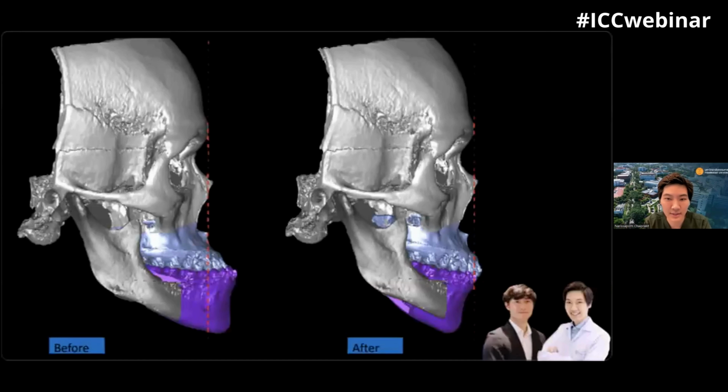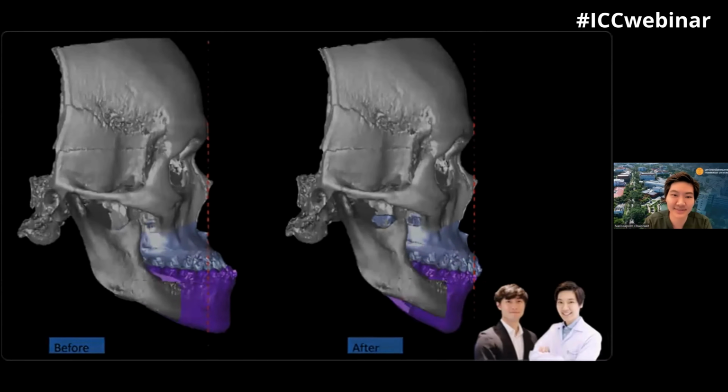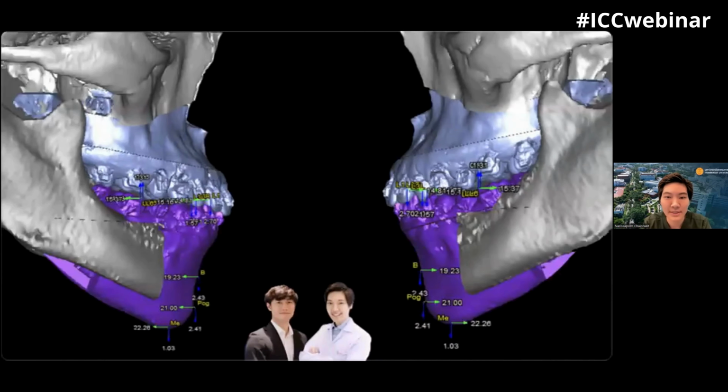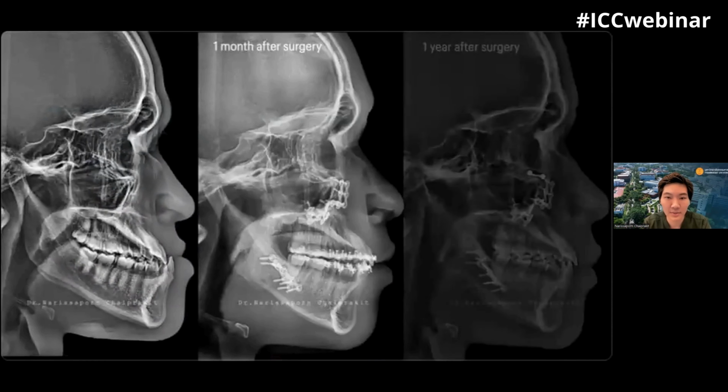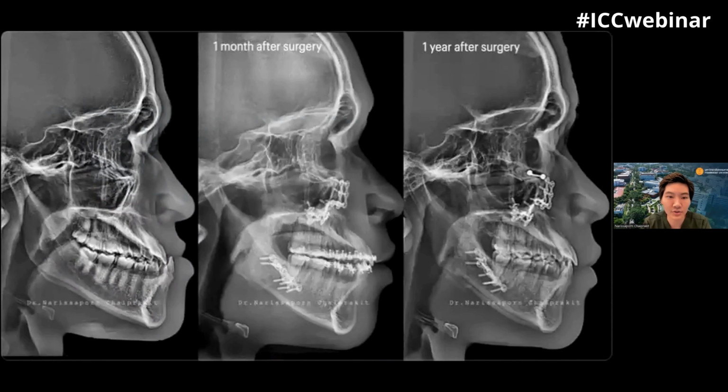This case demonstrates what was planned for a huge amount of mandibular setback and counterclockwise rotation with a surgery-first approach. The orthodontist is Dr. Ek. He is also a Chang Gung alumnus from the Department of Craniofacial Orthodontics. The plan was mandibular setback of around 15 millimeters and counterclockwise MMC rotation. This is the result 1 month and 1 year after surgery. We can still maintain the airway dimension and skeletal stability.